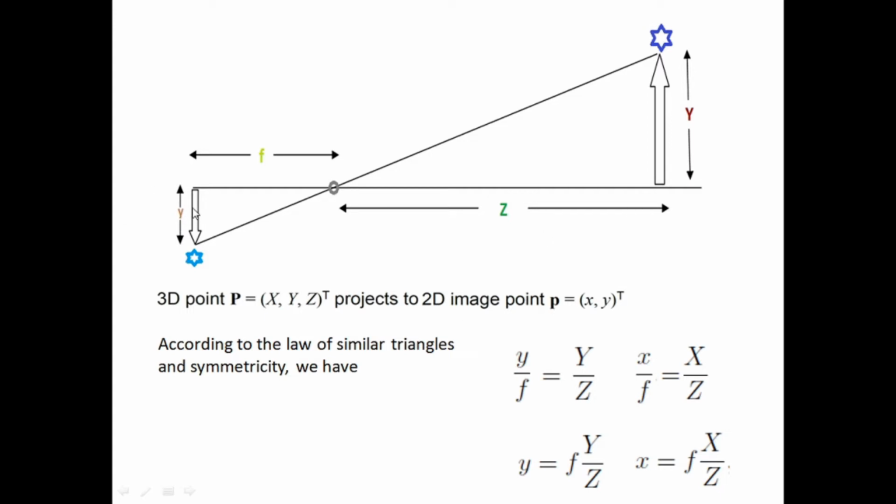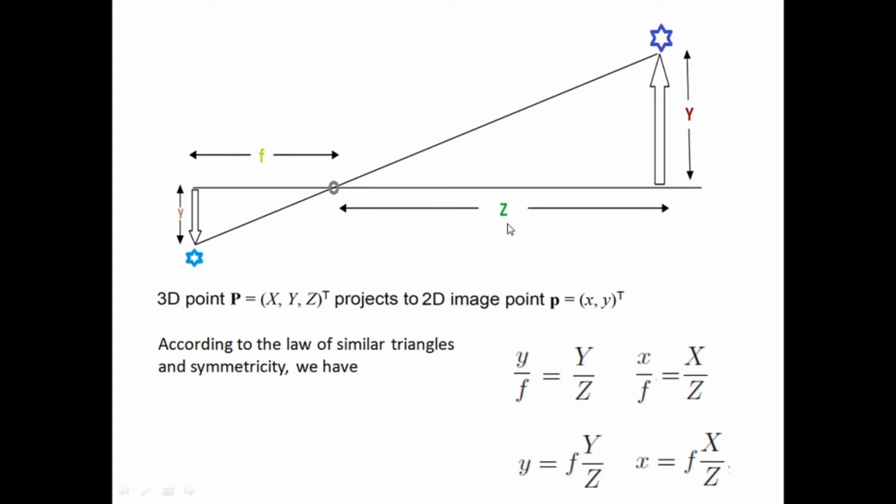So can I write now, if I consider this one as a small triangle and this one as a bigger triangle, then according to the law of similar triangles, it gives me similar triangles, right? So small y by small f, y by f, that means the height of this point in the image plane by the focal length is equal to capital Y. What is this capital Y? It is the height of the object in the 3D environment by Z.